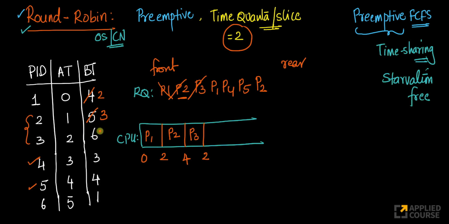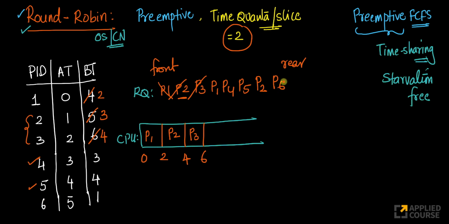Okay, so now what happens? P3 is left with 4 more units of time it still needs, right? So what is my total time now? Sorry, I need to write 6 here instead of 2 because 2 seconds got added. Now at 6 units of time, P6 also got added to the queue.